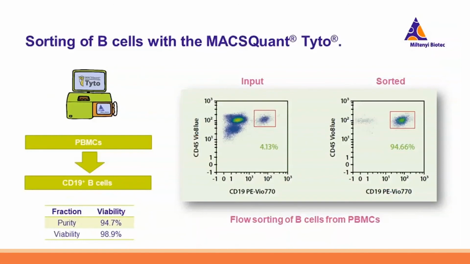And just so that you know what we are talking about, this is the MACSQuant Tyto data. You really see that when you're starting from a small number of B cells, about 4%, you get nicely sorted 95% pure B cells. This is an example from PBMCs with a very high viability of about 99%. And the nice thing is that the system is a really closed cartridge system, which was super easy to start.